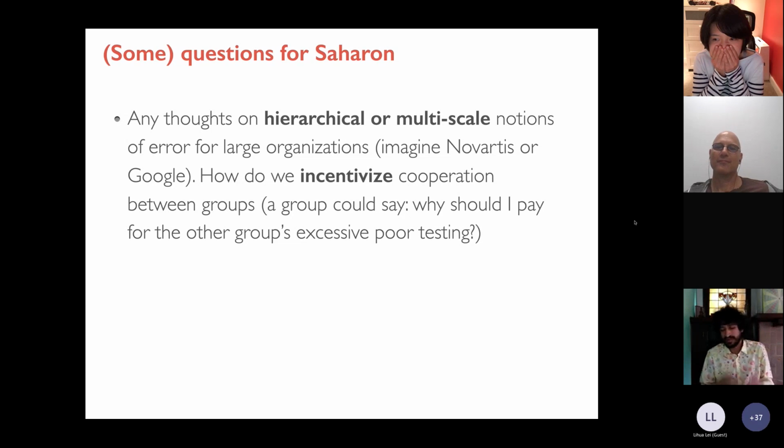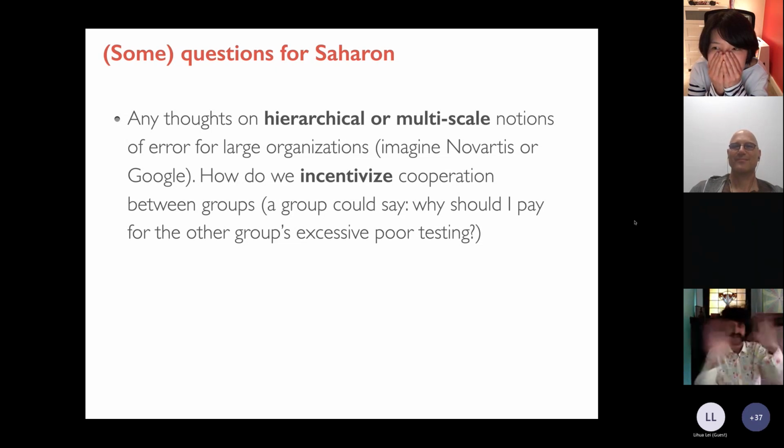If you're Google, it might mean that every time you reject a null, you make a change to your system to incorporate that new discovery that you've made. So you don't want to make too many false changes to your system, which would be just wasted money and effort. But now, how do you incentivize different groups that are experimenting to cooperate with each other? Like one group could say, why should I pay for the other group's excessive poor testing? And so, each group might think they test very sensibly, but the other group is wasting the alpha. Do you have any thoughts on how one can set up these kinds of incentives?